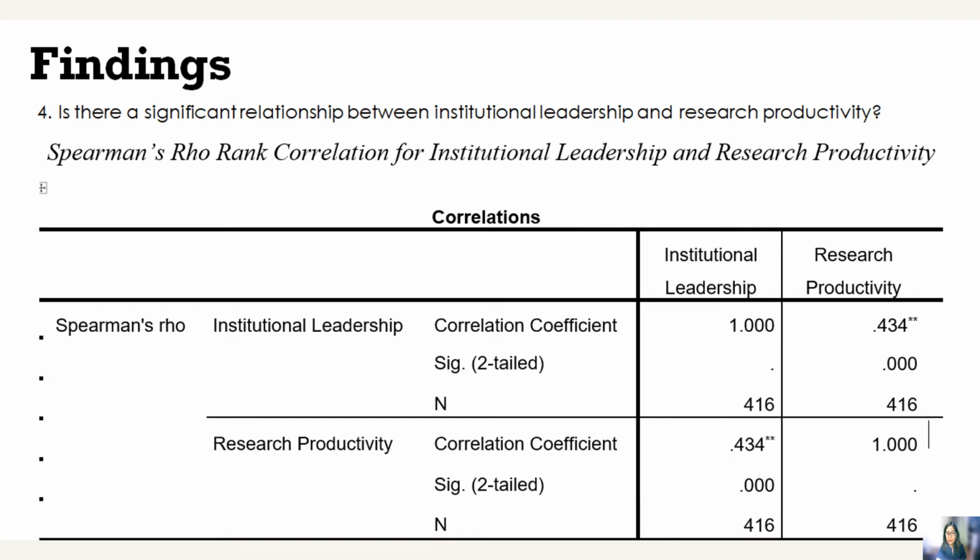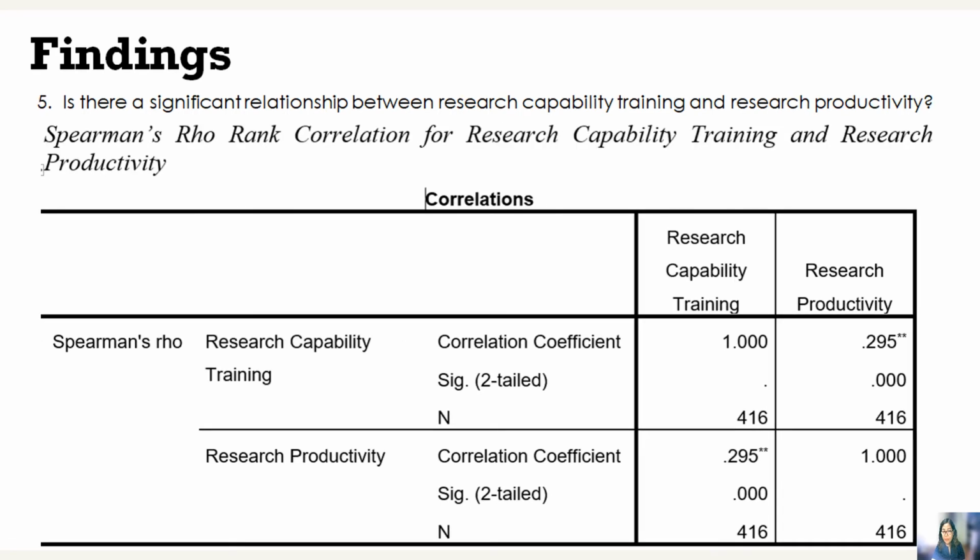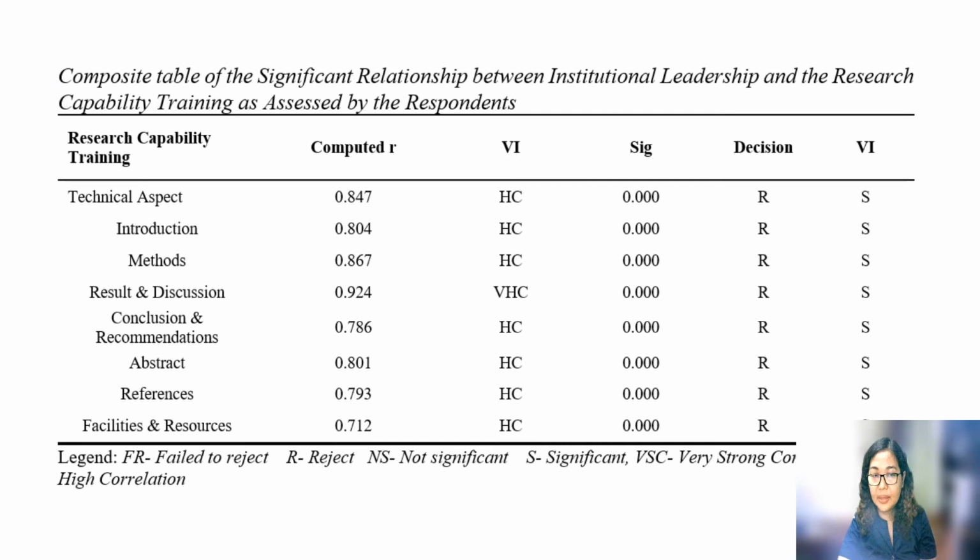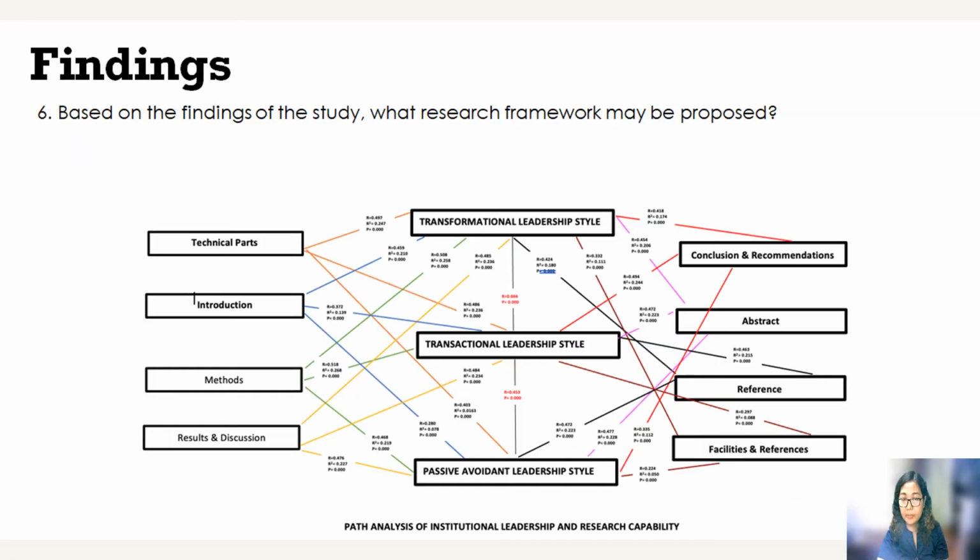Applying Spearman's rank, the p-value of less than 0.05 implies that there is a significant relationship between institutional leadership and research productivity. There is also a significant relationship between research capability training and research productivity. This slide shows the partial correlation coefficients of the variables as part of the multiple linear regression with p-values less than 0.05. In relation to the types of leadership styles with research capability training given by the institution, the congruency in the path analysis of each of the components of research capability training with the types of institutional leadership can be seen.